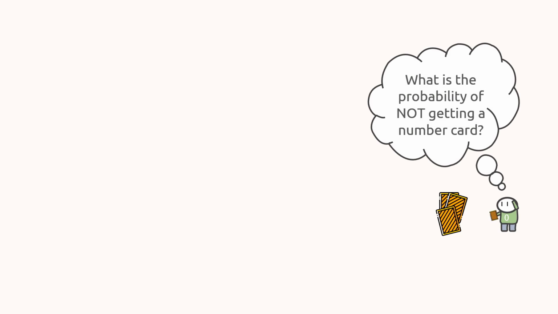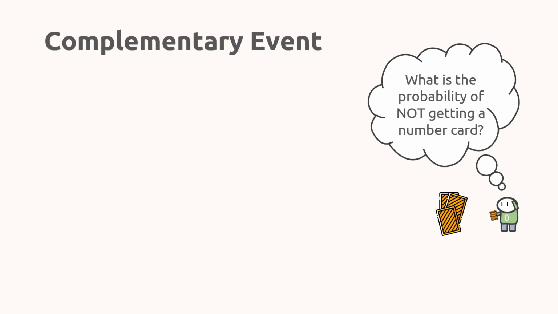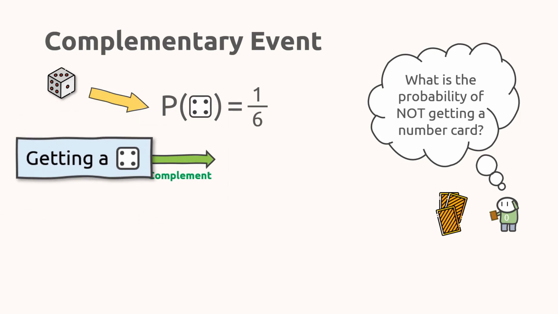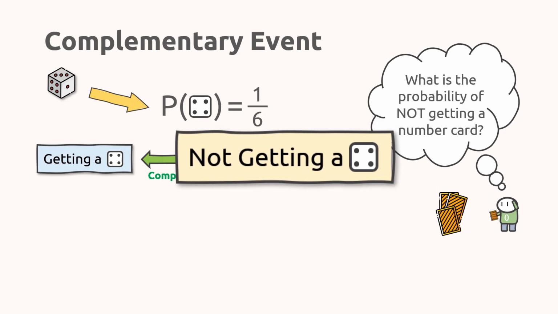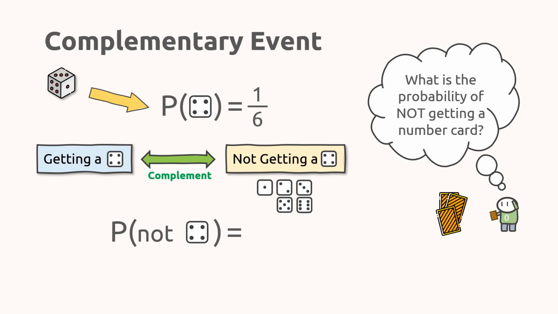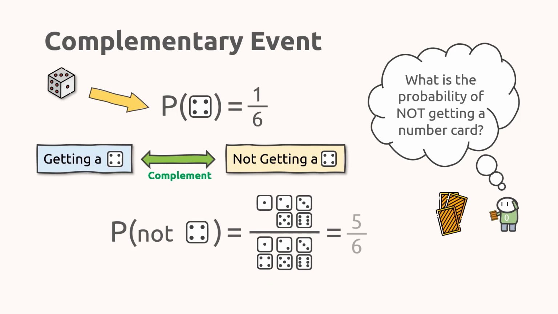There are times we want to find the probability that an event does not happen, so we need the concept of complementary event. To illustrate that, we roll a fair die. The probability of getting a 4, P of 4, is 1 out of 6. The complement of getting a 4 is not getting a 4. There are 5 outcomes that are not 4. So, P of not 4 is equal to 5 out of 6.